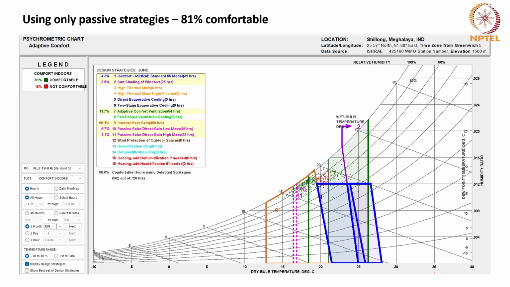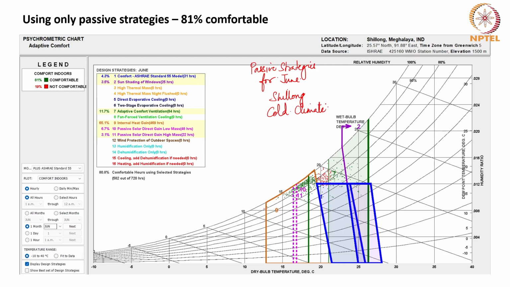Let us see what is needed for the month of June. For the month of June, what will make this place comfortable with just simple passive and advanced passive strategies? So, passive strategies for the month of June for Shillong, which is representative of cold climate.